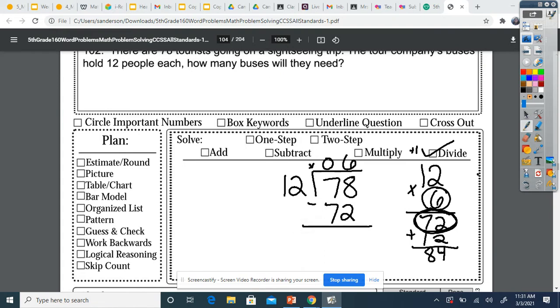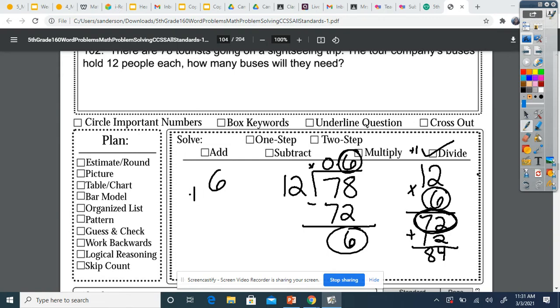I need to subtract these. 78 minus 72, and I get 6. So I get a remainder of 6. So with this one, we're trying to see how many buses that we will need. So we've got 6 buses that are going to hold 12 people each. So we know we need 6 buses. But right here, we have a remainder of 6. That means 6 people are left over. They're not just going to stay at the house. They're going to get another bus to fit these 6 people in.